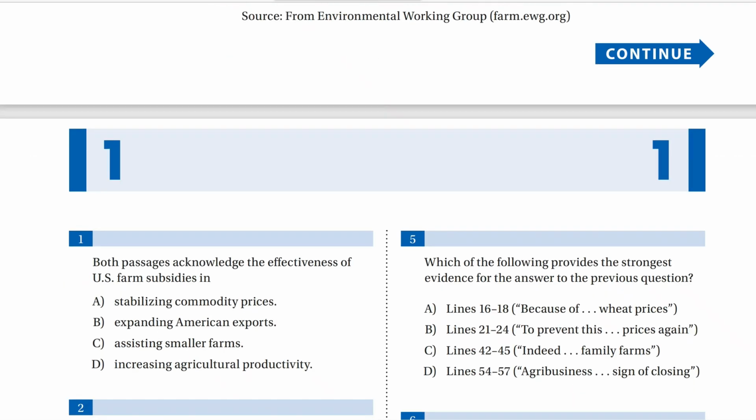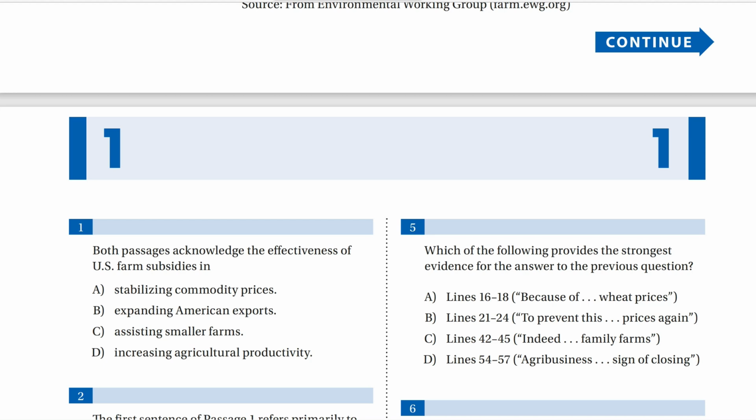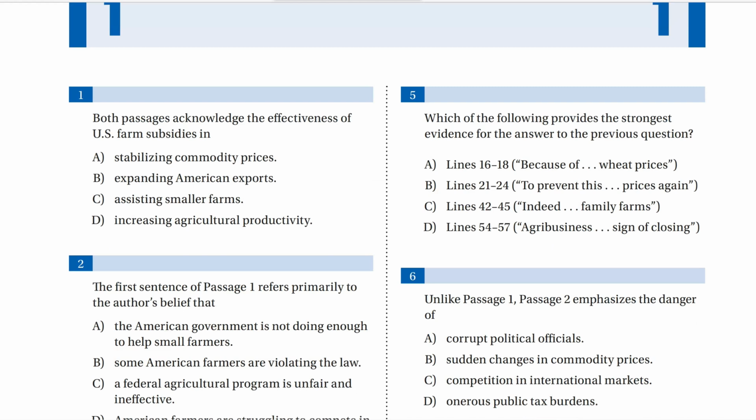Let us go to the first question here اللي has to do with a relationship question, has to do with both passages. Okay, who's going to start reading this? Then just acknowledge the effectiveness of U.S. farms subsidies and subsidies اللي هي ايه تاني؟ subsidies يعني ايه؟ قلنا ايه؟ grants, money given to farmers. both passages acknowledge، واكتبوا لي على كلكم كلمة acknowledge، اللي مش عارفها يبقى عنده مشكلة.